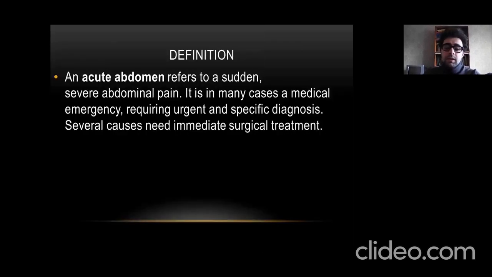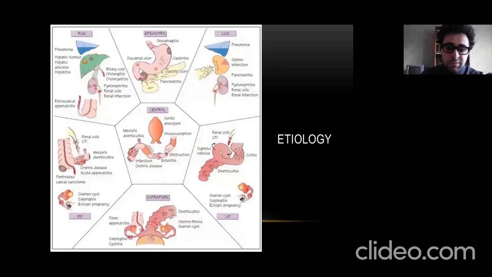It is a sudden severe abdominal pain. In many cases, it is a medical emergency. Now look, how many diseases are here? Physician disease, gynecological disease, and of course surgical diseases. We will study only surgical diseases that are accompanied with acute abdomen syndrome.